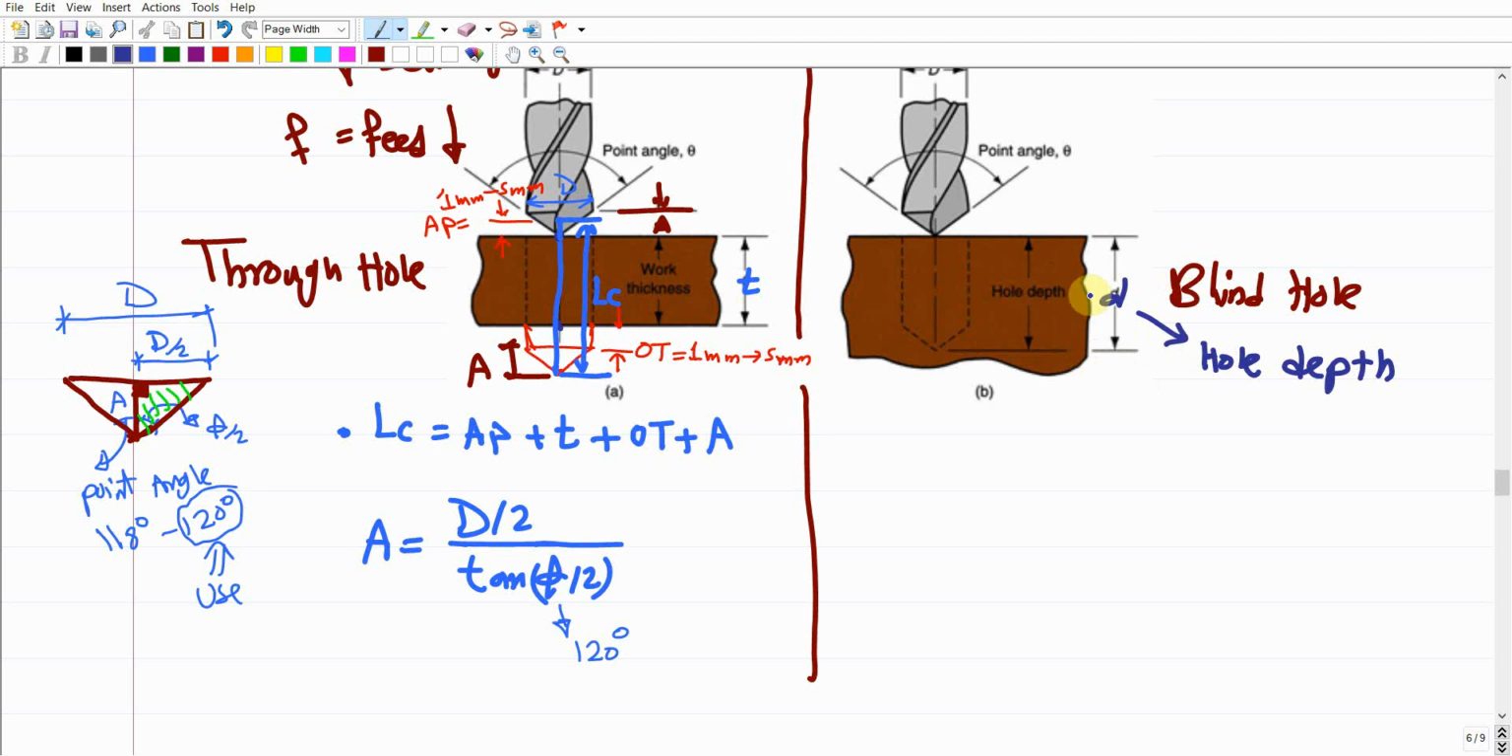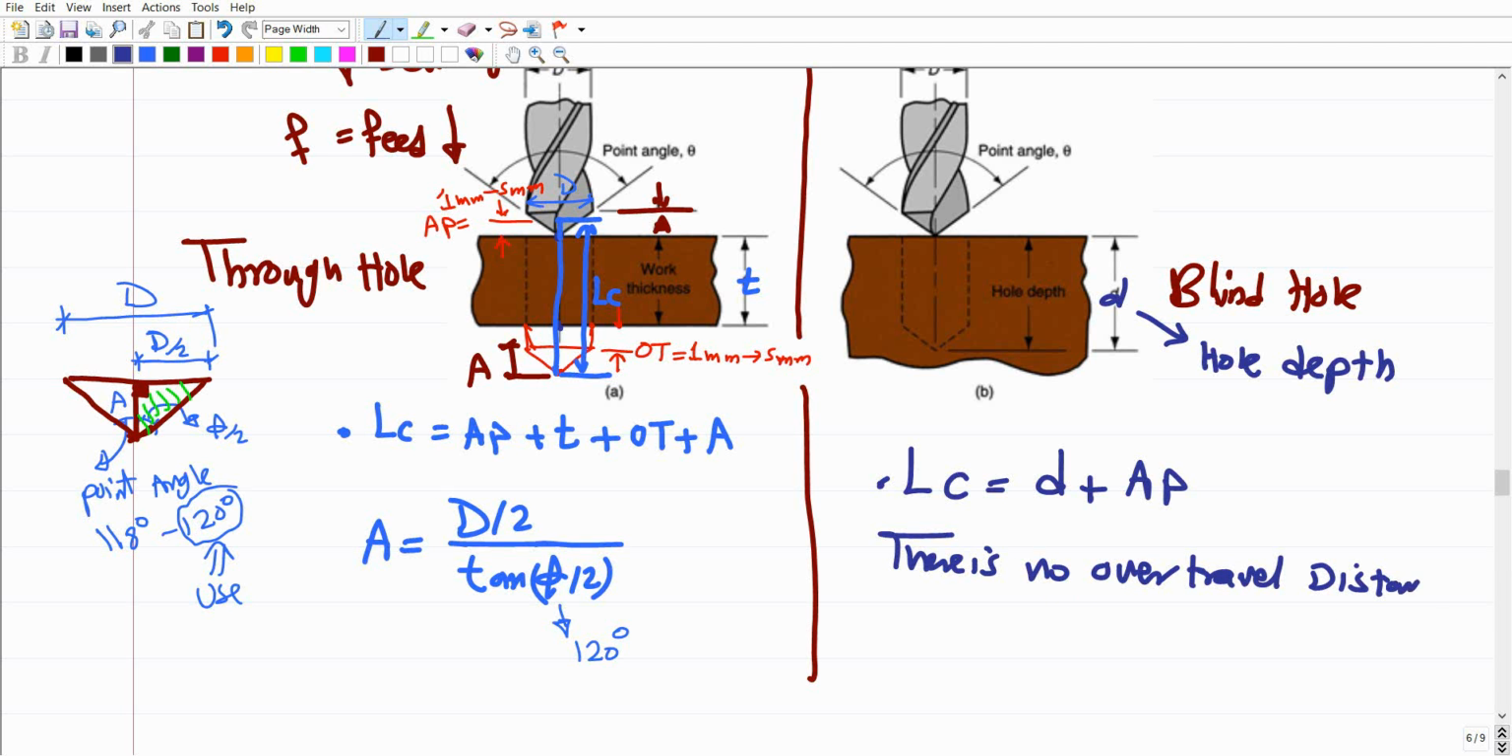So your objective is just to plug this one. Directly, LC that we're going to use in the equation up there will be D plus the approach distance. Here we cannot add any over travel distance. There are no over travel distances here. We cannot add over travel, but we can have approach distance.